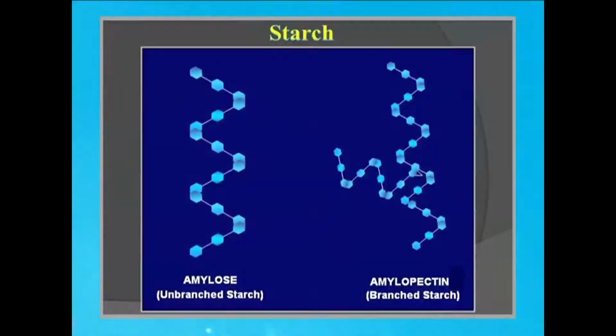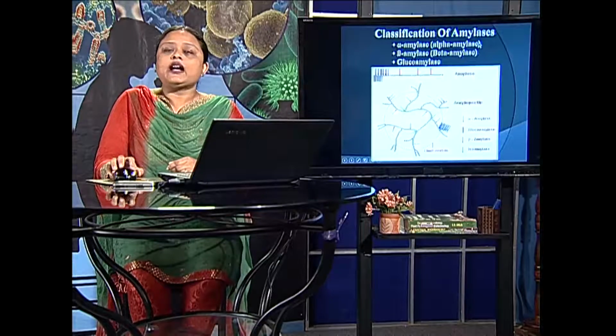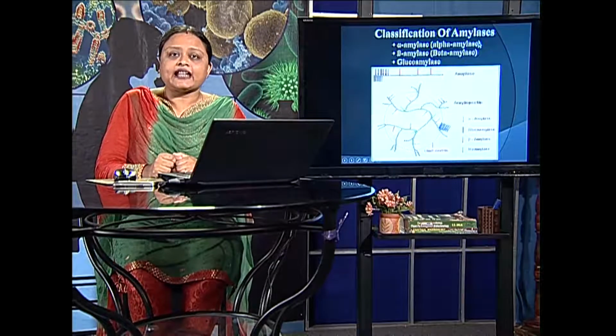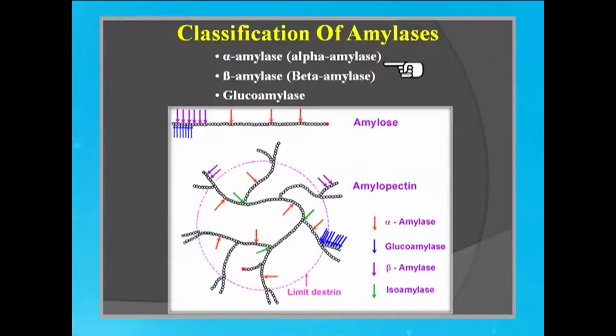Starch is a polymer of glucose, and there are two types. The unbranched starch is called amylose. We can see the unbranched here, and the branched chains are known as amylopectins. These two comprise the starch. We can see here again the glucose units of amylose and the branch chain structure of the amylopectin. Now, amylases will act on starch, and that is why there are several types of amylases. We have alpha amylase, beta amylase, glucoamylase, the common three types. Then there are others like the isoamylase.